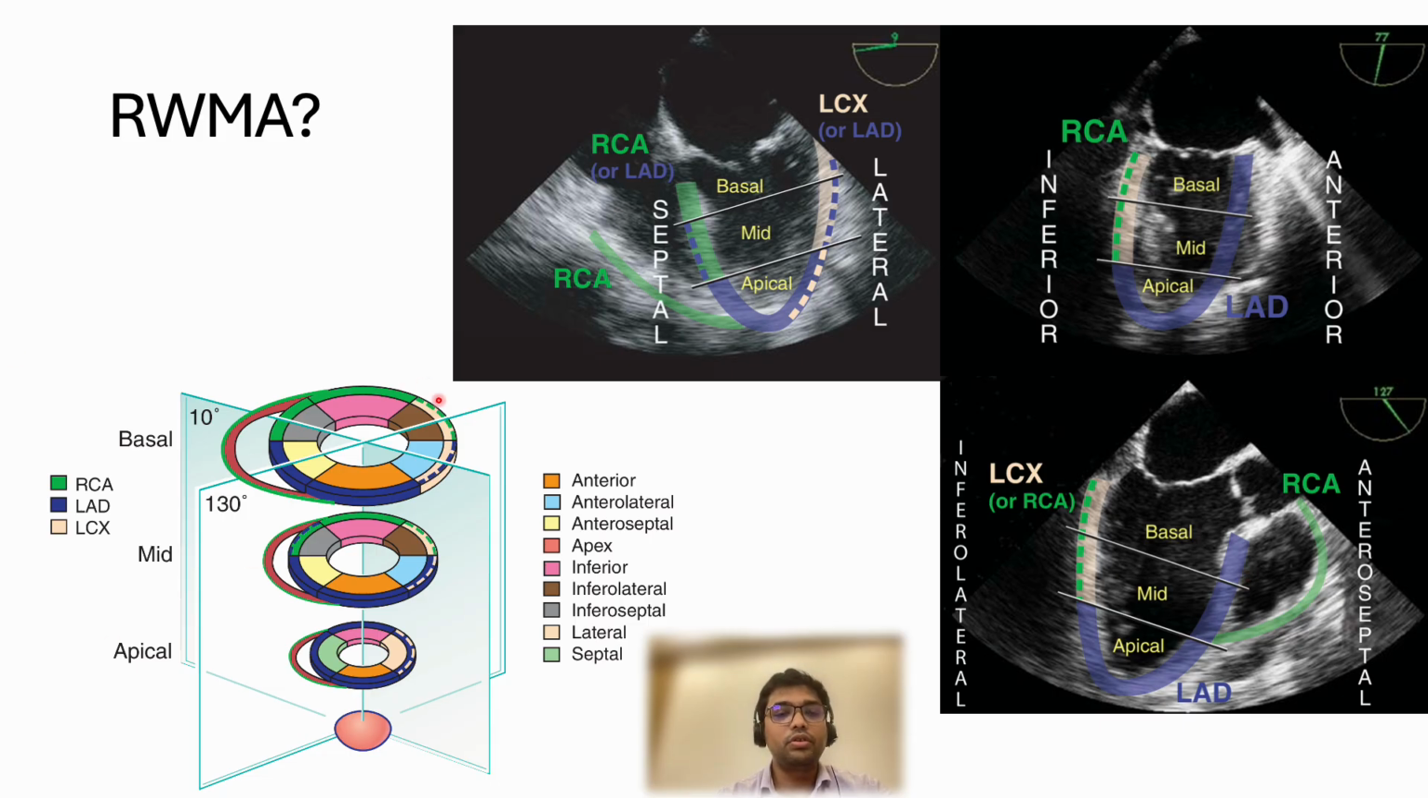And this is your 17 segment model, from the mid-esophageal views, the transgastric basal short axis, the mid-papillary short axis, and the transgastric apical short axis. So these views will actually give you the 17 segments, which are supplied by different branches of LAD, LCX, and RCA. This distribution should be very much in our mind while knowing which part of your wall is not moving.